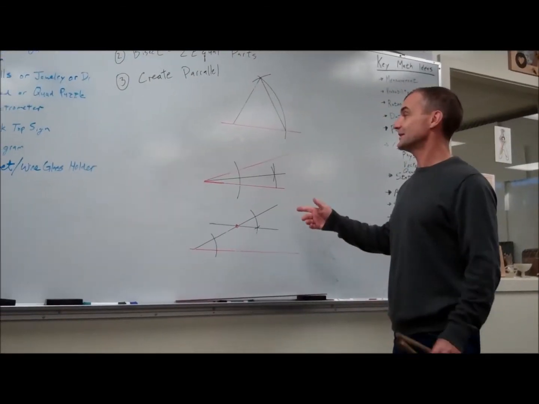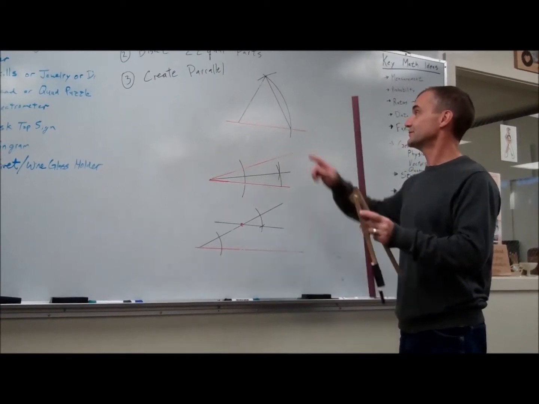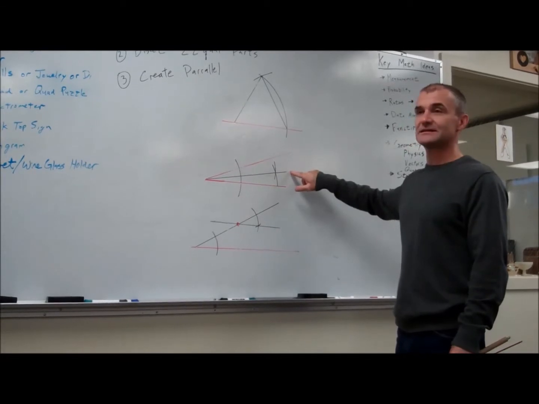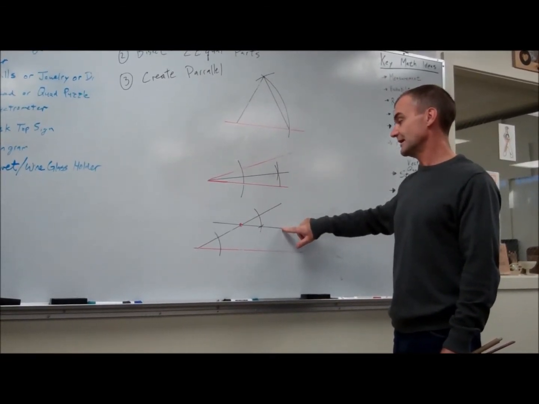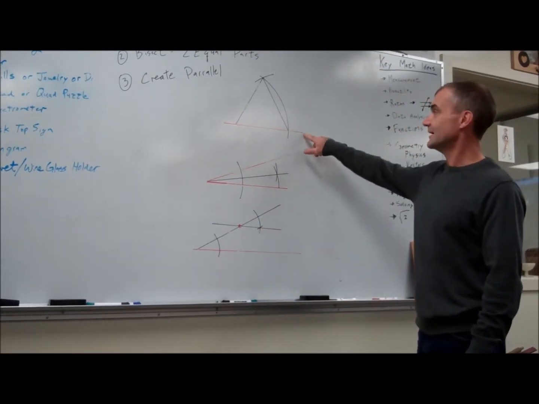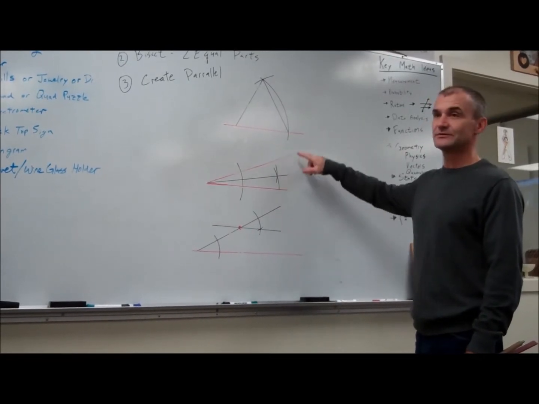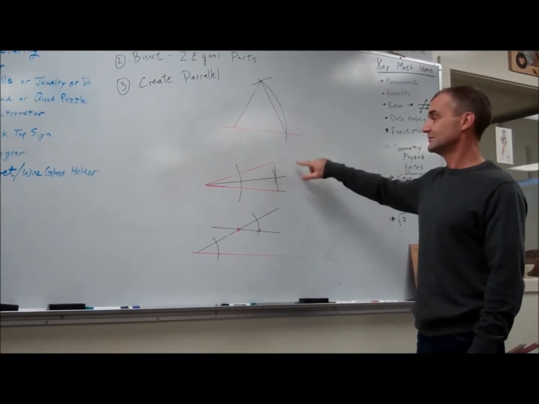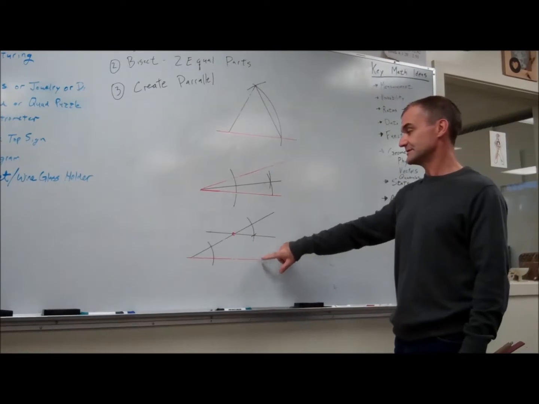So we have three constructions. Again, construction is only using a compass and a straight edge. The first one is creating an equilateral triangle. The second one is bisecting an angle. And the third one is creating a parallel line, given a line and a point. So what I have in red is what was given, in black are my constructions. So if you would please go ahead and create all three of these constructions: an equilateral triangle, bisect a given angle, create a parallel line through an existing line and a point.